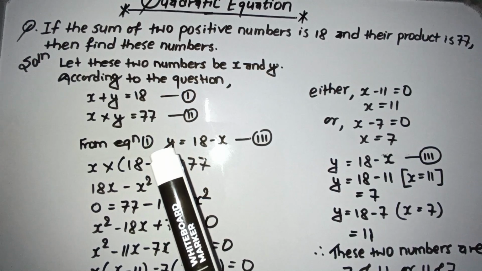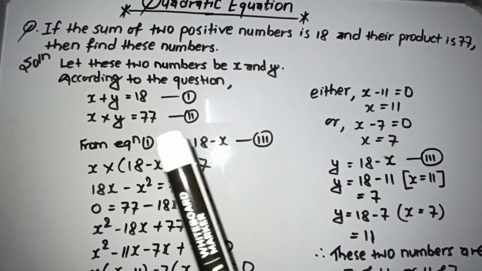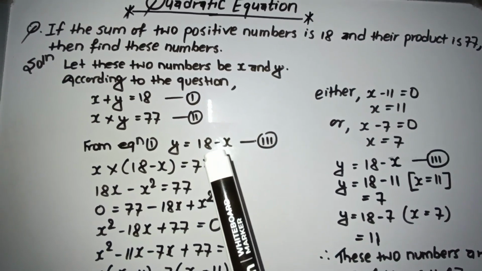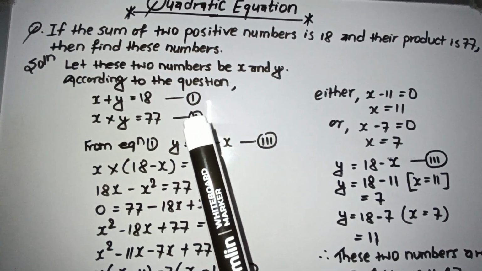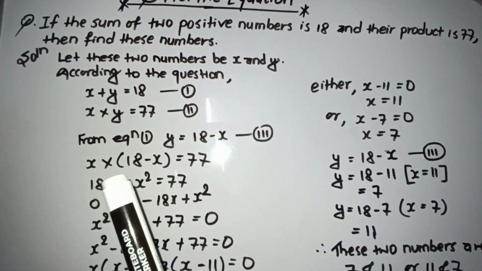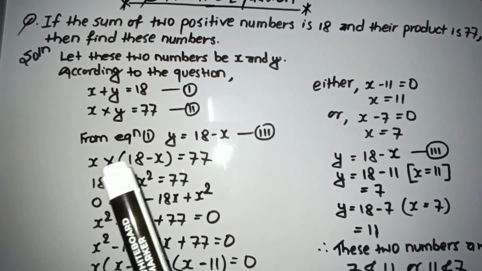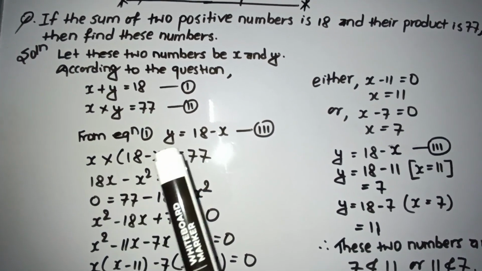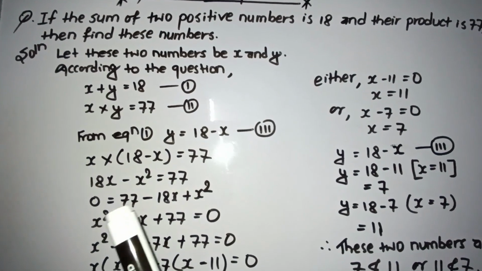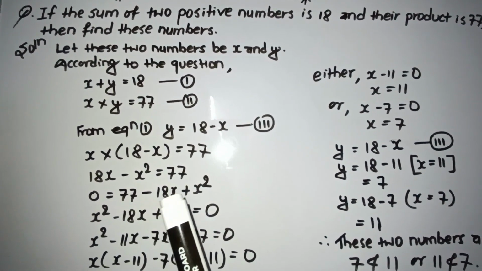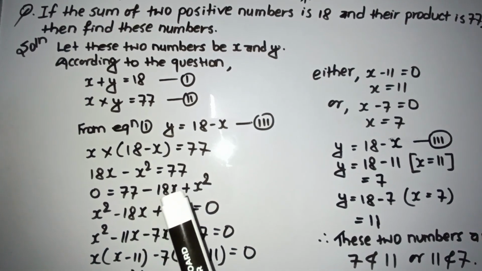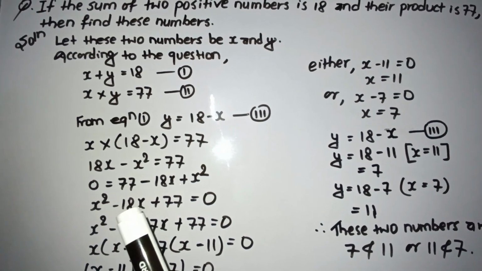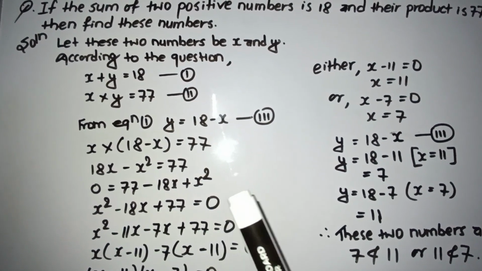And from the first equation, y equals 18 minus x. Then we substitute this value into the second equation. Then we solve this. x is multiplied by both terms, that is 18x minus x square is equal to 77. And we shift all these terms to a single side to form a quadratic equation. Then we get x square minus 18x plus 77 equals 0.